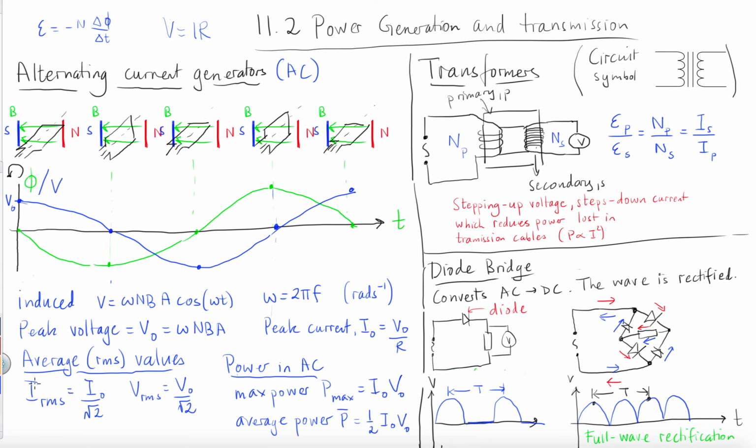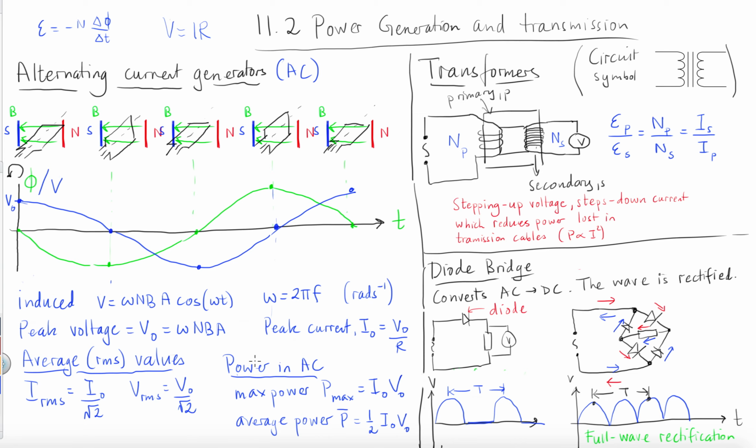But because we can't take an average of a cosine function, we have to use what's called root mean squared, or RMS values. So the RMS current is the peak current divided by square root of 2, and the RMS, or average voltage, is the peak voltage divided by square root of 2.